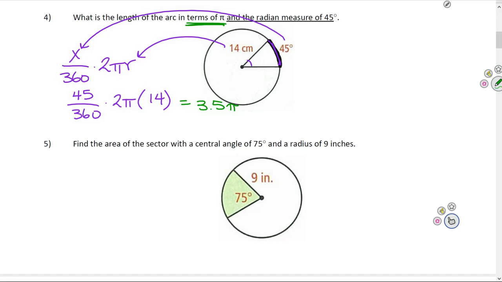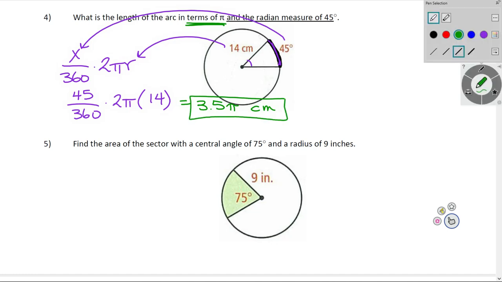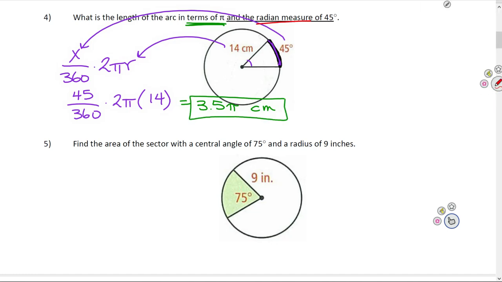And so, preparing you for upper level math classes, you should be prepared to give an exact answer or an estimate from your calculator. This is asking for an exact answer in terms of pi. Okay. Also, don't forget your units. Okay, now back to our conversation about the radian measure.